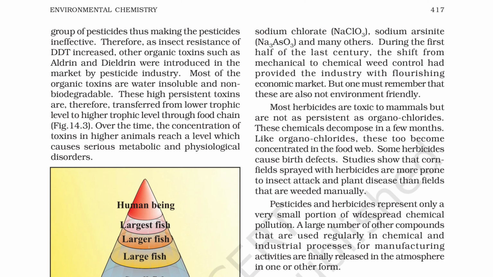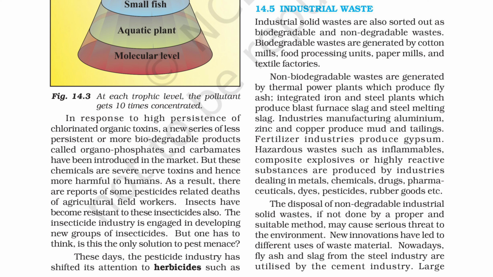A large number of other compounds that are used regularly in chemical and industrial processes for manufacturing activities are finally released in the atmosphere in one or other form. Industrial waste. Industrial solid wastes are also sorted out as biodegradable and non-degradable wastes. Biodegradable wastes are generated by cotton mills, food processing units, paper mills, and textile factories.